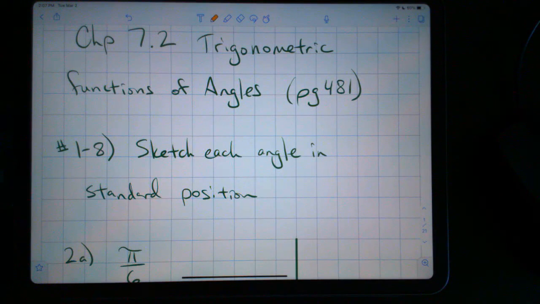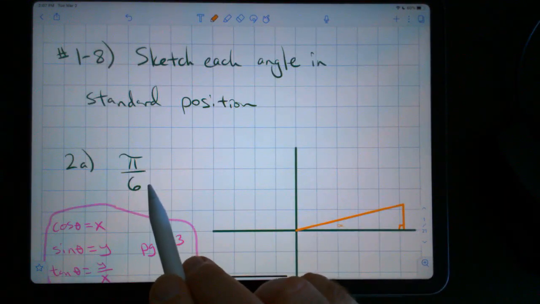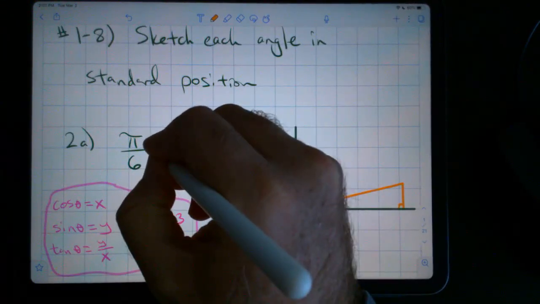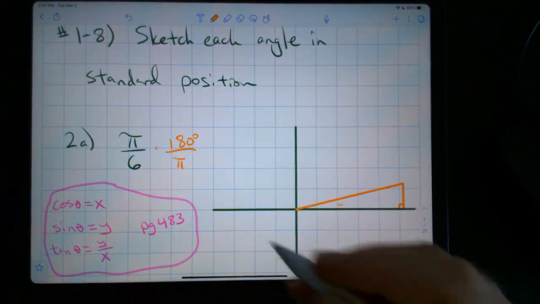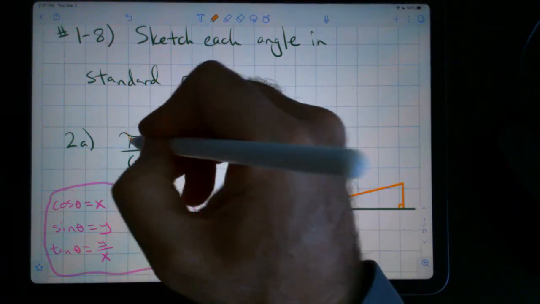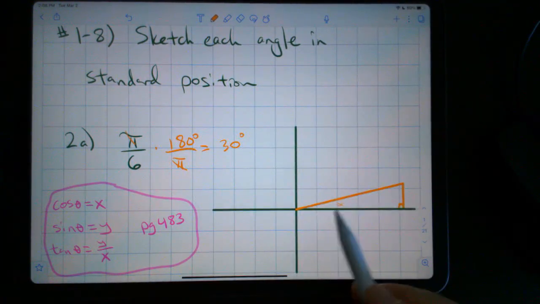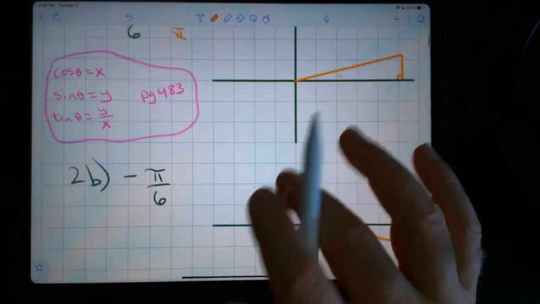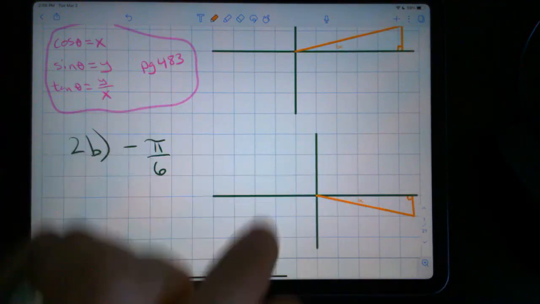Doing some of these problems in exercise 1 through 8, sketch each angle in standard position. Okay, so pi over 6 is the same thing as 30 degrees. We can multiply by a value of 1 so that the pi's simplify, and 180 divided by 6 is 30 degrees. So that's going to be a shallow angle. Negative pi over 6 is going to go in the opposite direction, 30 degrees.